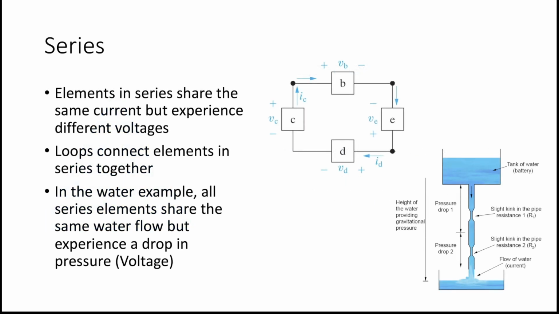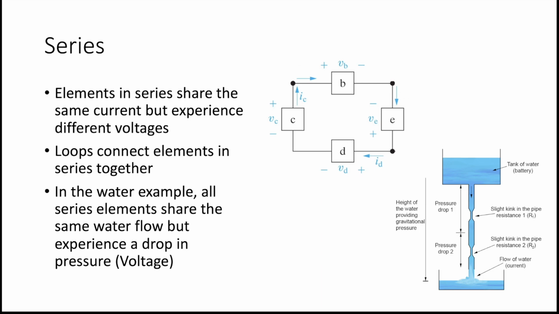Series elements. Elements in series share the same current but experience different voltages, and loops connect these elements in series together. We can see this from the drawing on the top right. The easiest way to determine if a group of elements is in series is to put your pencil down on the paper and draw a line following the circuit. If there's only one path for you to go, they are in series. If you get to a point where you have multiple paths that you can take, they now become in parallel with each other.